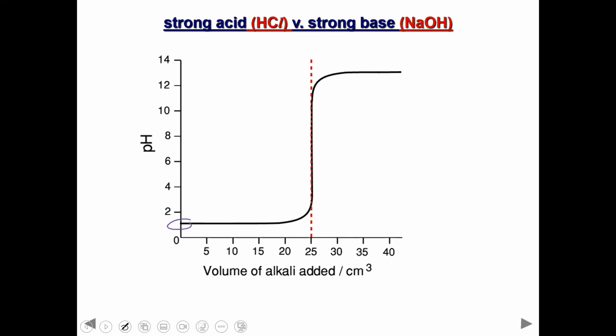Wait, for strong acid versus strong base, then it would have to be a really low pH, right? Yes, in the start, and really very high pH in the end. Okay, so it would start off with a really low pH and then zoom up to a really high pH. Right. So it means it's a strong acid versus strong base.